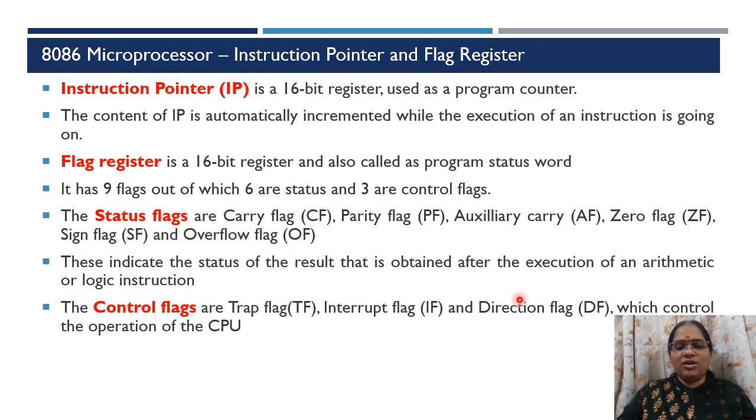And the next 3 are for control. That is the interrupt flag, which decides whether we can allow an interrupt or not. The direction flag decides in which direction a string operation has to move, whether increment or decrement. The trap flag decides whether you can allow single step execution of your program, like a compiler or interpreter: whether you are compiling a program as a whole or doing single step execution. All of this will be denoted by means of these control flags.